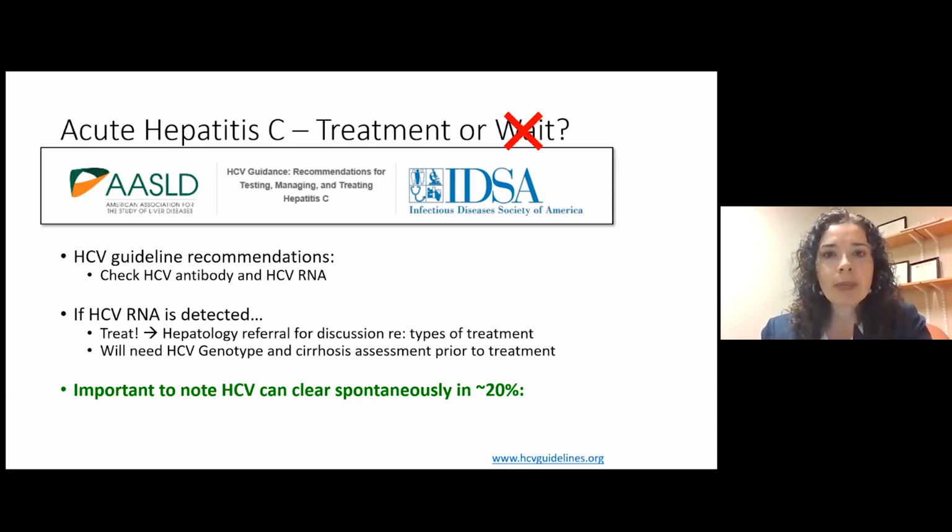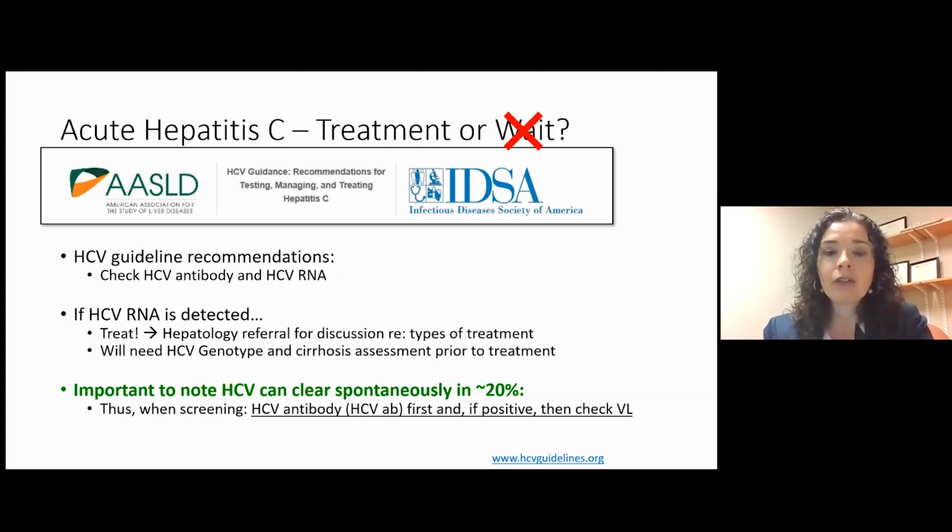Please note that hepatitis C can spontaneously resolve in about 20% of patients. So if you do check a hepatitis C antibody as a screening mechanism, which is recommended, you should definitely check the viral load if the hepatitis C antibody is positive. This will definitely help patients alleviate a lot of their concern and anxiety prior to the visit if the hepatitis C viral load is negative.